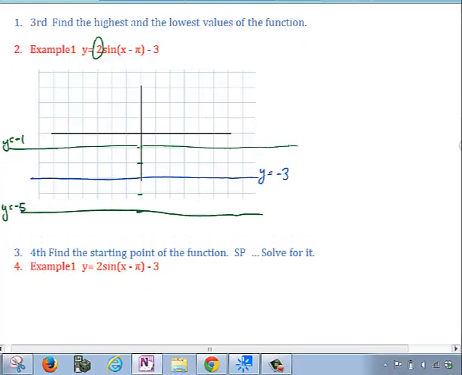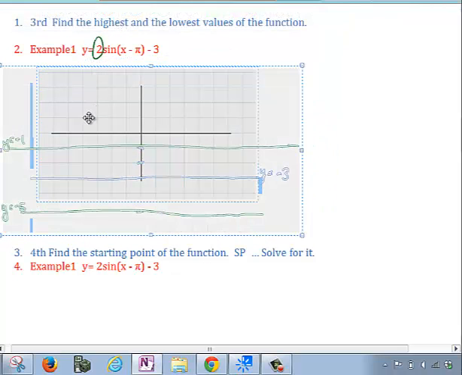Next thing we want to do is, well, I'm just going to transfer this graph real quick. I'm just going to copy and paste it.